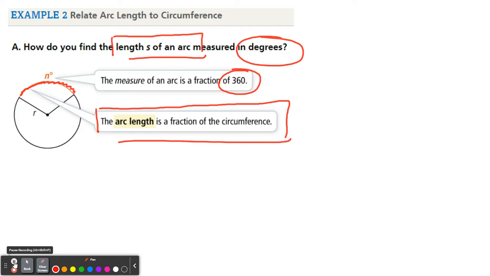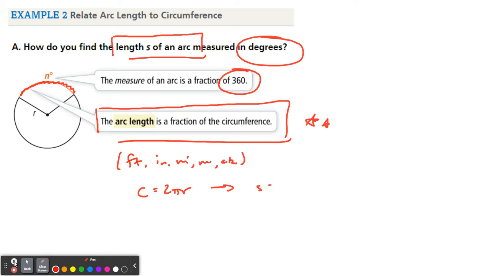So again, just for emphasis, right? So if it's a fraction of the circumference, then its measurement's not going to be in degrees. It'll be in like feet or inches or miles or meters, etc., right? Some unit of length, right? So here's the formula, right? So first off, circumference. Circumference is 2 pi r. So to find the arc length S, you're just going to take the angle out of 360 times that circumference, 2 pi r.